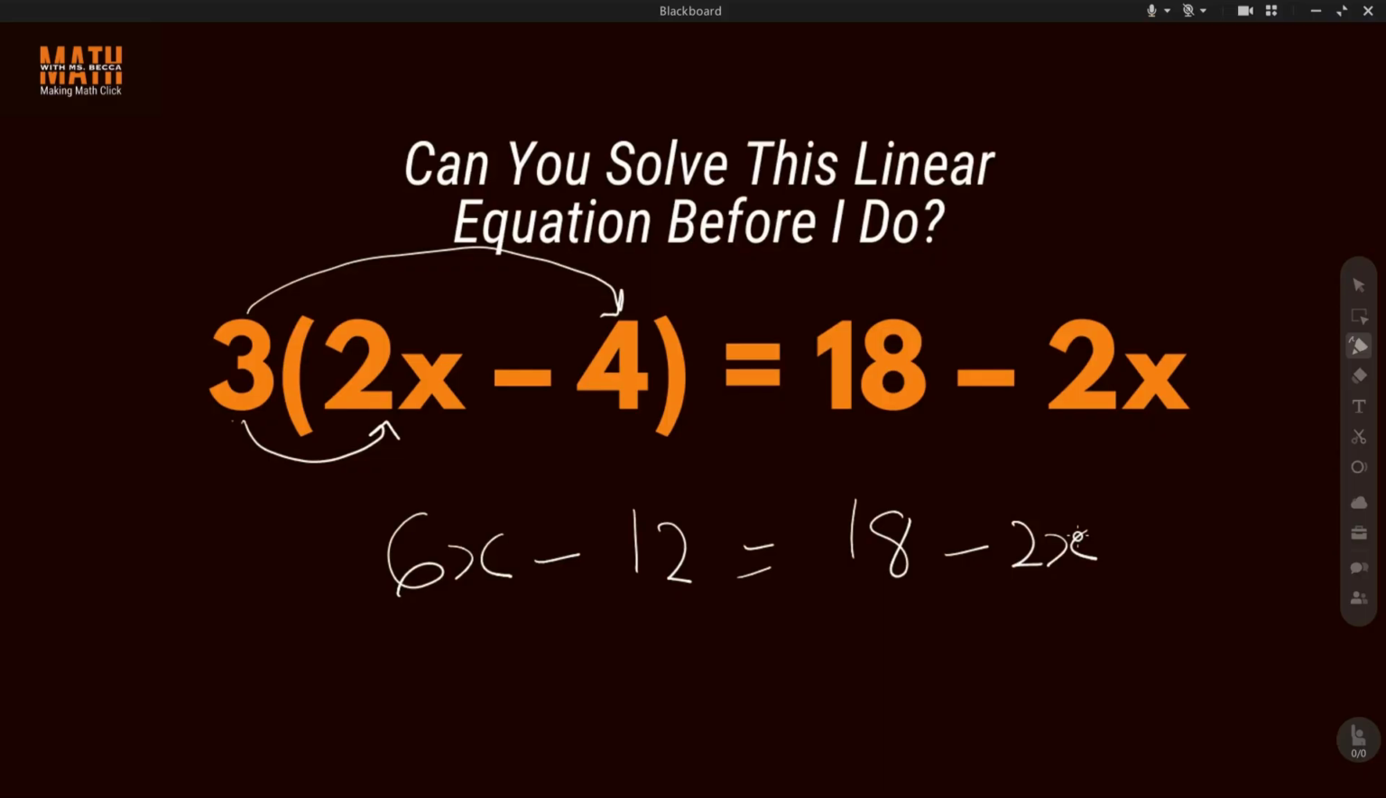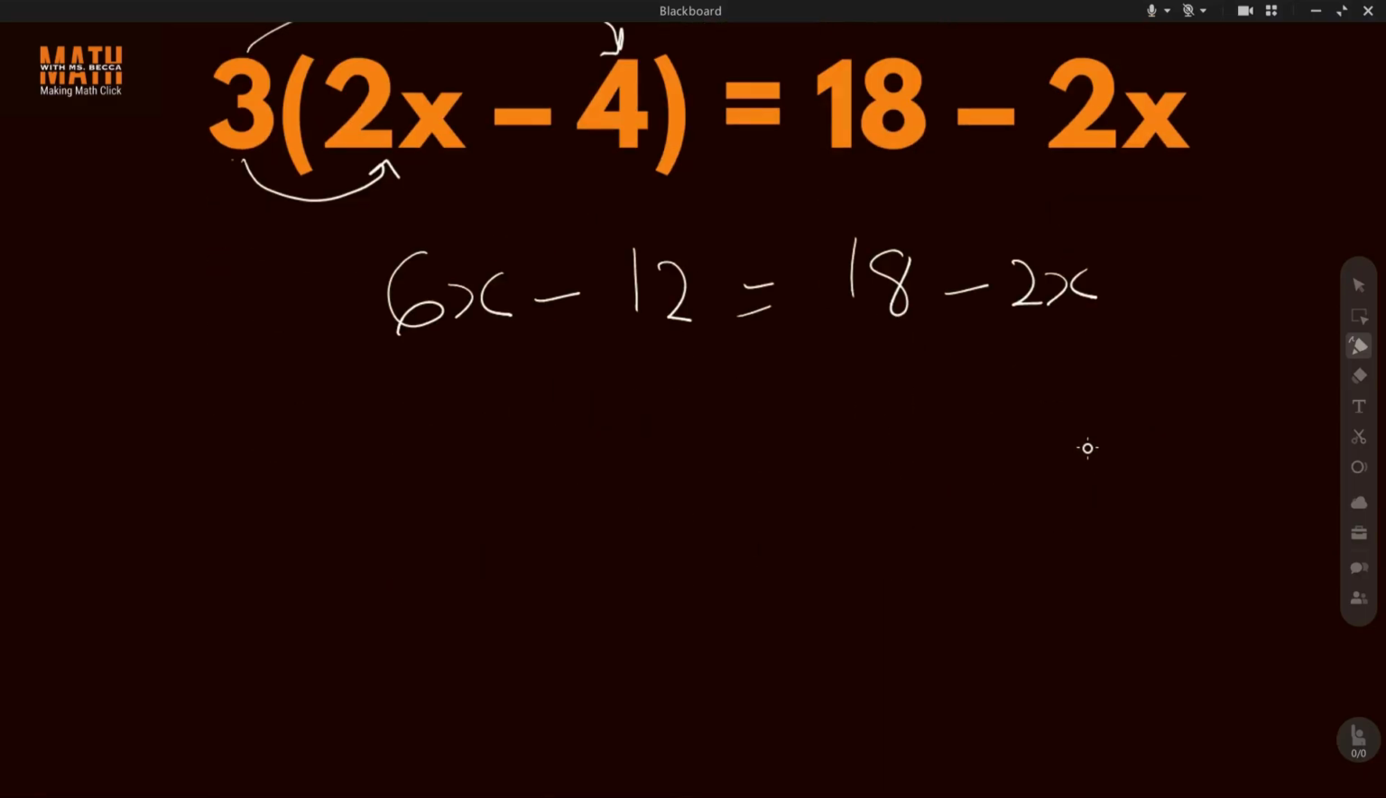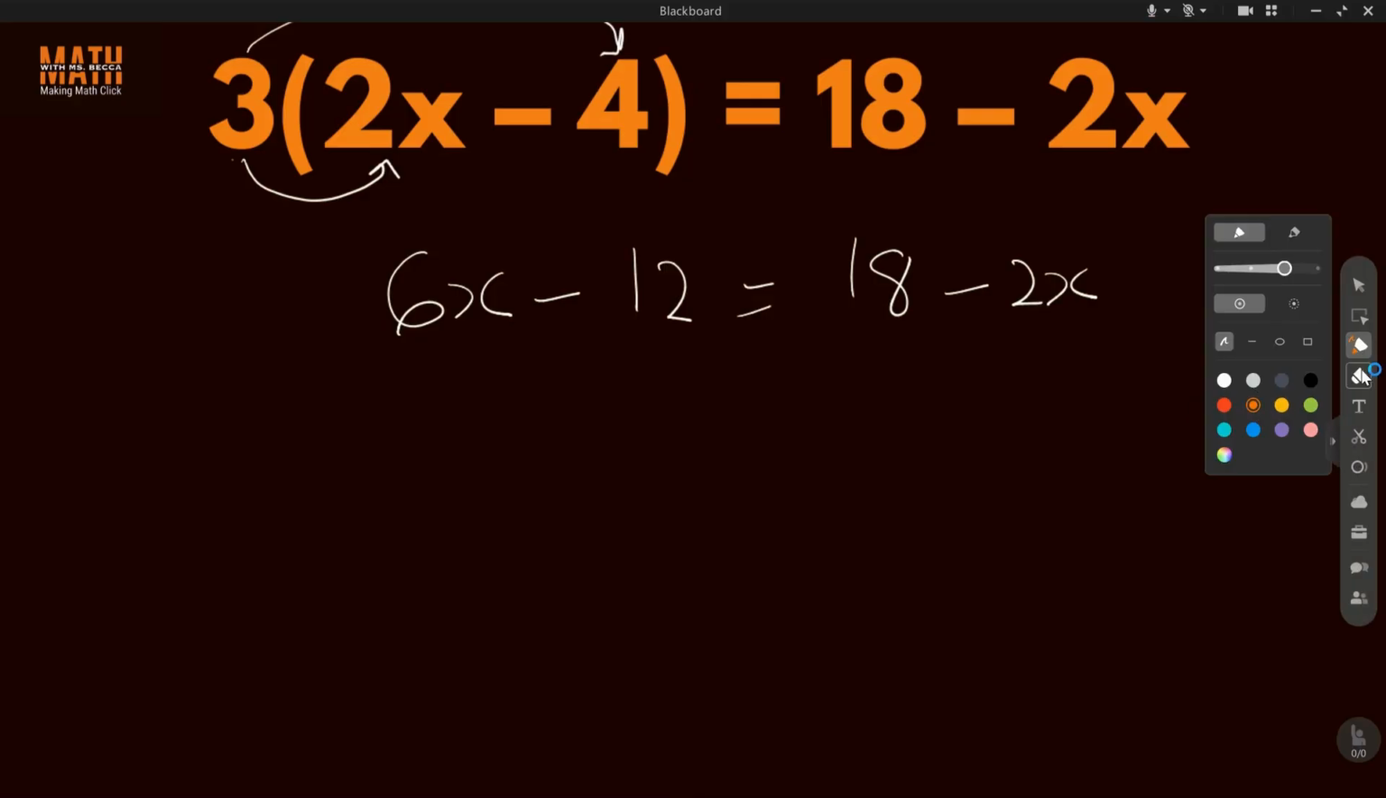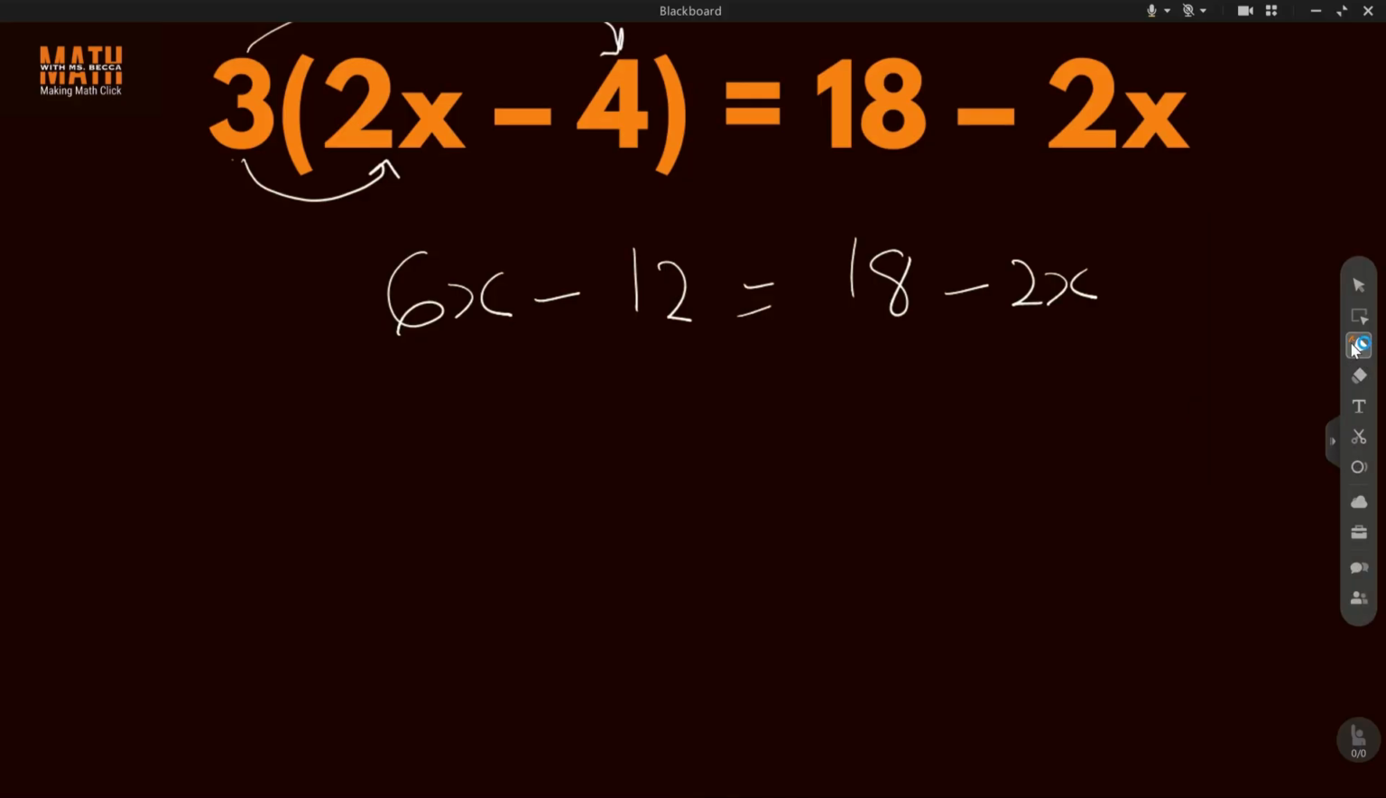After doing this, the next thing to do is to bring the like terms together. Now, let's take a look at this. We have 6x on the left hand side and we have 2x on the right hand side. So 6x and 2x are like terms, while 12 and 18 are like terms. So we have to bring the like terms and put them together.